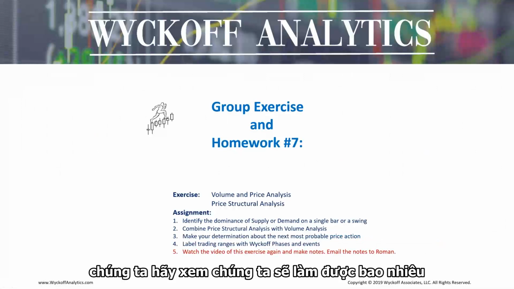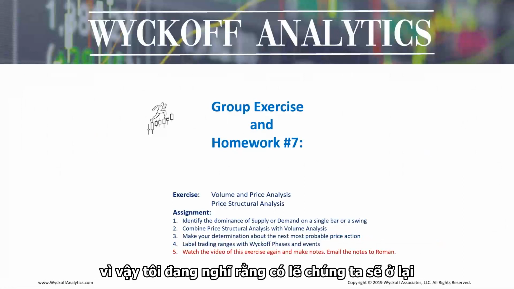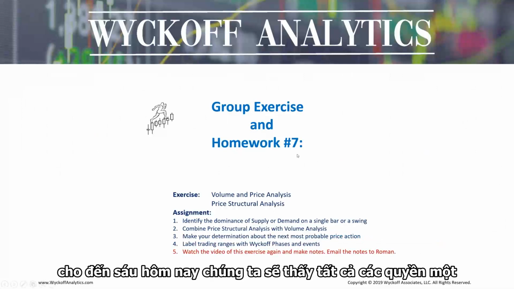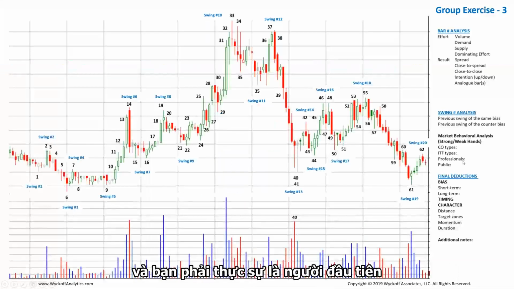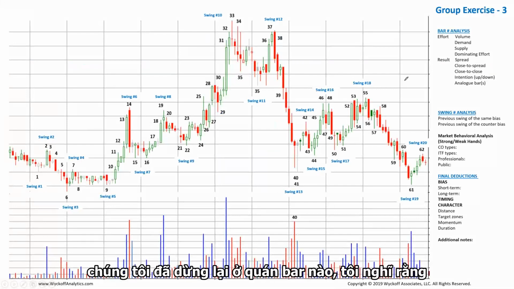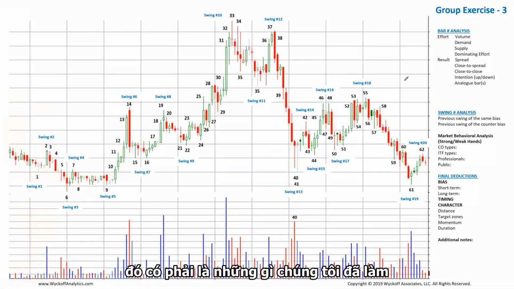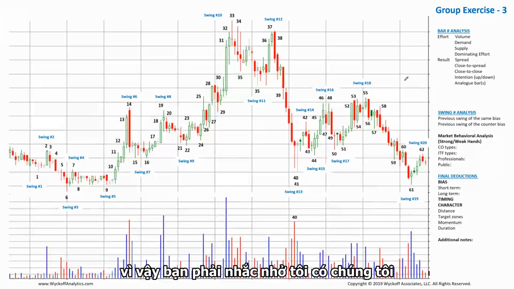Let's just see how much we're gonna do. So I'm thinking that maybe we'll stay until 6 today. We'll see. All right, a volunteer, and you have to actually first. Which bar did we stop at? I think that we've revealed this whole chart, right? Is that what we did? So you have to remind me. Have we discussed 52 to 58?